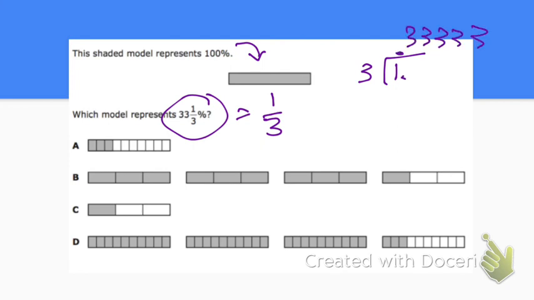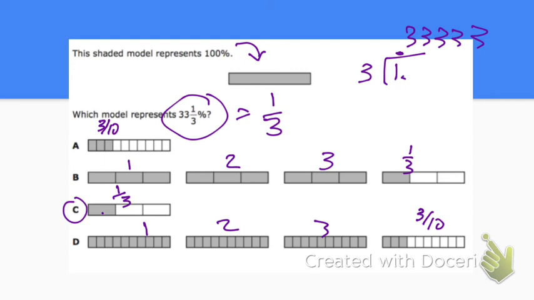And when I make it a percent, I move it over. Okay, so which one is 1/3? This one is 3/10. This one is 1, 2, 3, and 1/3. Oh, this one is just 1/3. And this one is 1, 2, 3, and 3/10. So the answer here is C.